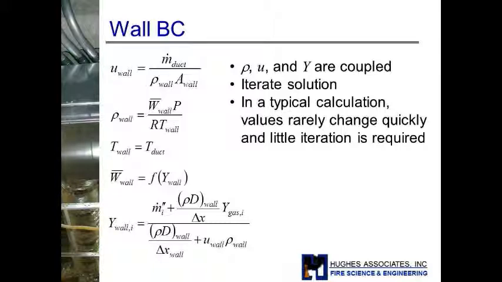Since the velocity takes the density and the density takes the species, but the species also takes the density, sometimes we need to iterate on this to get a decent solution. But typically it's at most once or twice, so it's really not very expensive to do that, since in general, the values of the species don't change greatly in a time step near the wall.